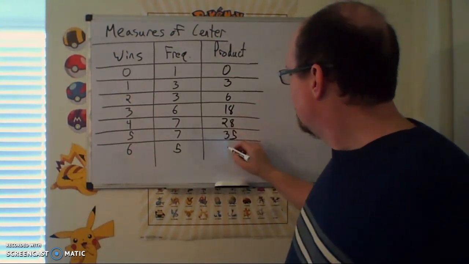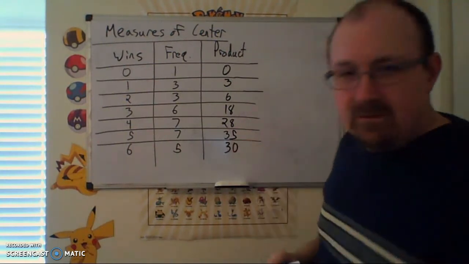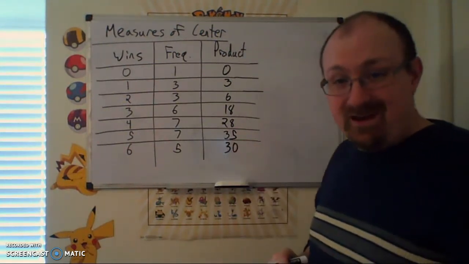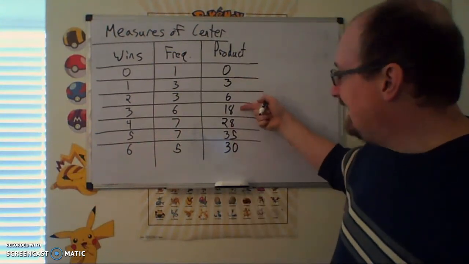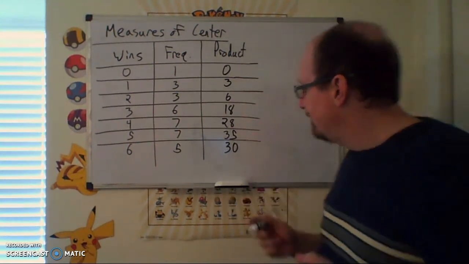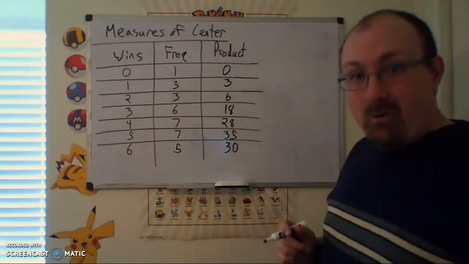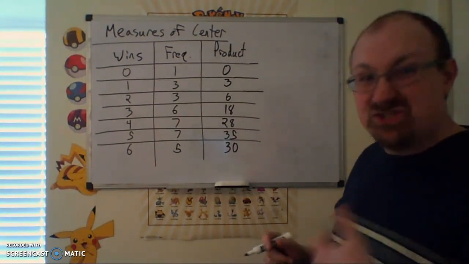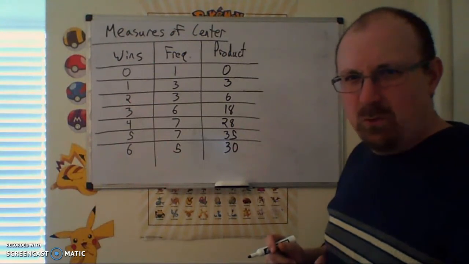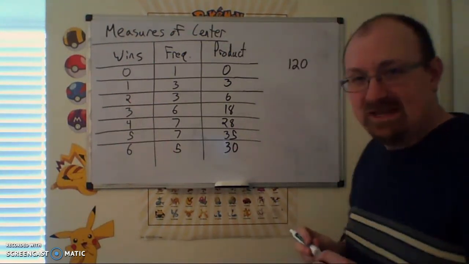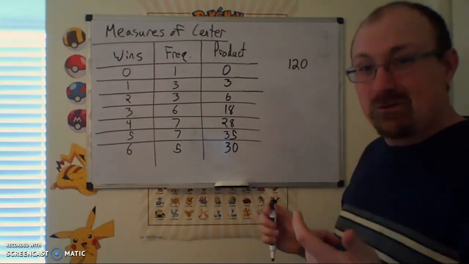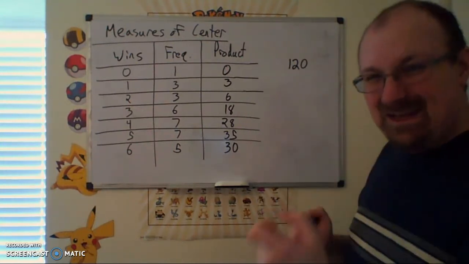Assuming I've done all my arithmetic correctly, and I'm pretty sure I did, we get 0, 3, 6, 18, 28, 35, 30. All right. Now, we add up all of these products just like we would have added up the individual win totals. We get 120.